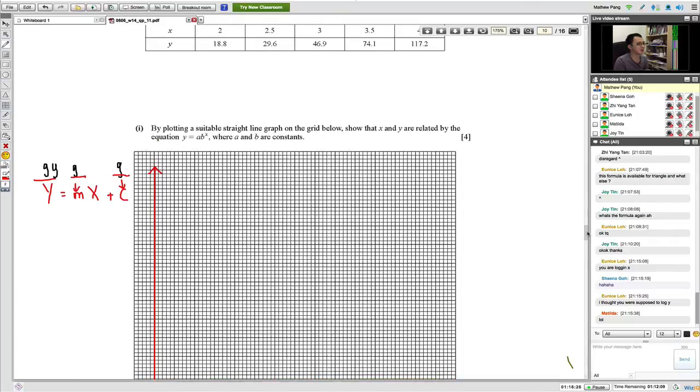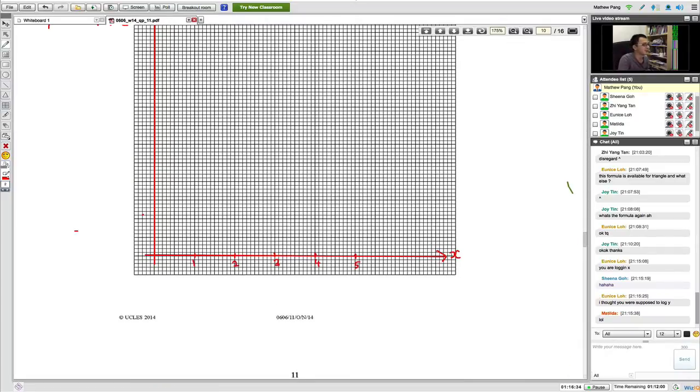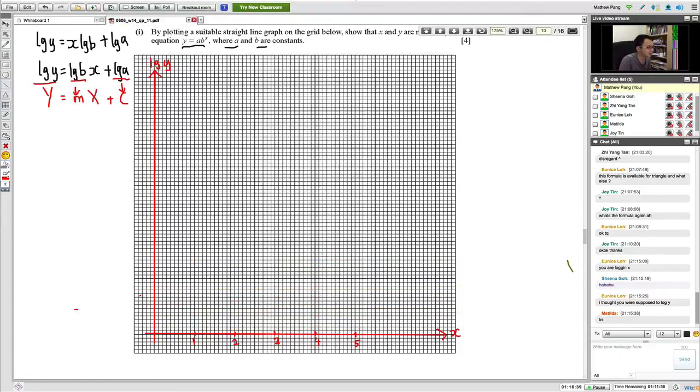And then your log y is from 1 to 2.07, right? So this one you can start from 0.5 maybe. Let's say this is 0.5. This is 1.0. This is 1.5. This is 2.0. This is 2.5. I think I will stop here.